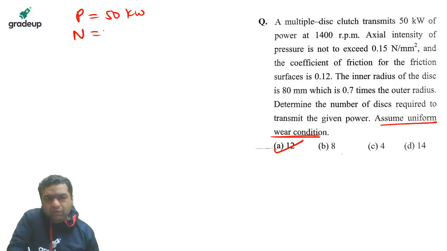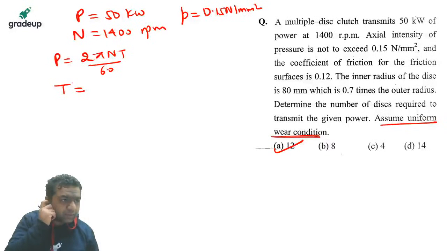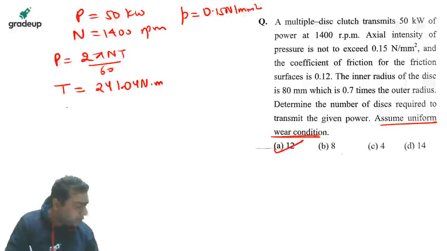RPM is also given to be 1400 RPM. And pressure intensity is also given, that is 0.15 Newton per mm square. So guys, first of all, power is 2 pi NT by 60. You can find out the value of torque from here. When you find the value of torque, you will get 241.04 Newton meter. This will be the torque value.